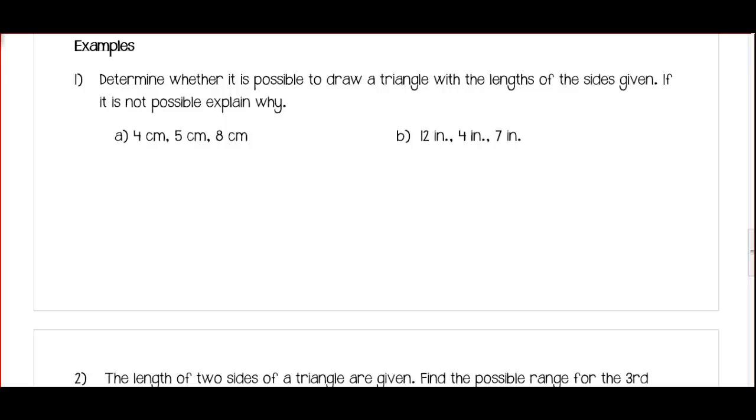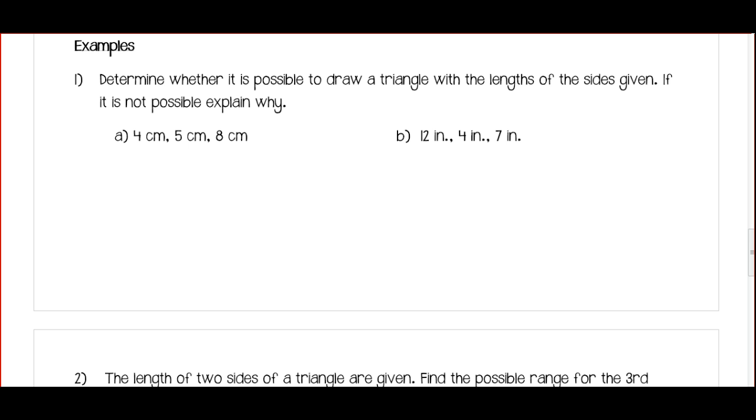This is Mr. Martin. These are the worked out examples for investigation 4.3. So in 4.3 so far we've talked about the triangle inequality conjecture and the side angle inequality conjecture. So these are a few examples that you have in your packet that I'm going to work out solutions for you.